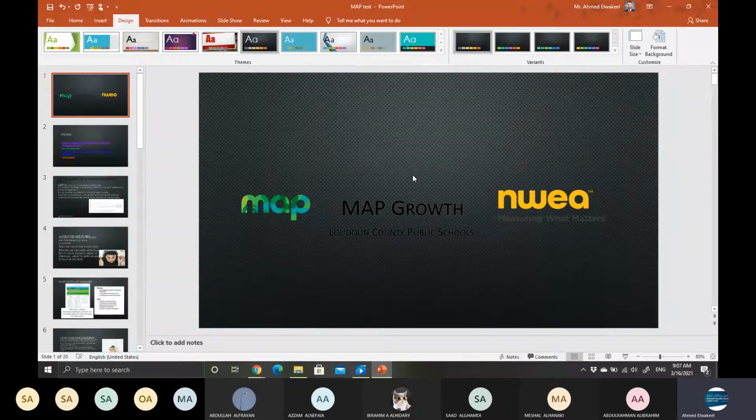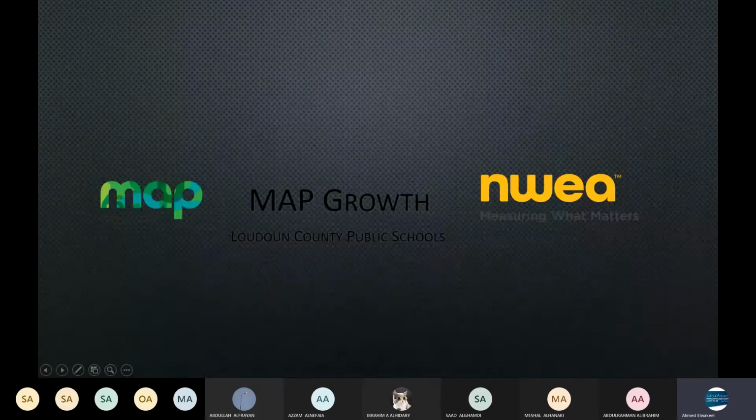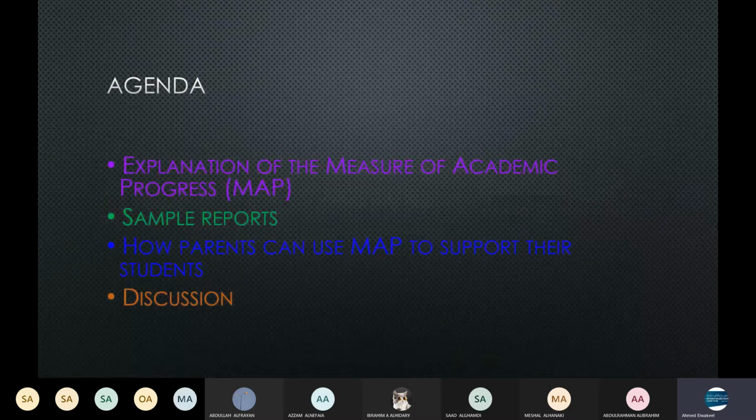We have already spoken about math tests yesterday, and we have been examined for mathematics yesterday. So today we will continue speaking about math tests. We will make a quick reminder about the explanation of the Measurement of Academic Progress, which is the MAP test. We'll speak about sample reports and how your parents can make very good use of the MAP test and support you in the areas where you are needed.